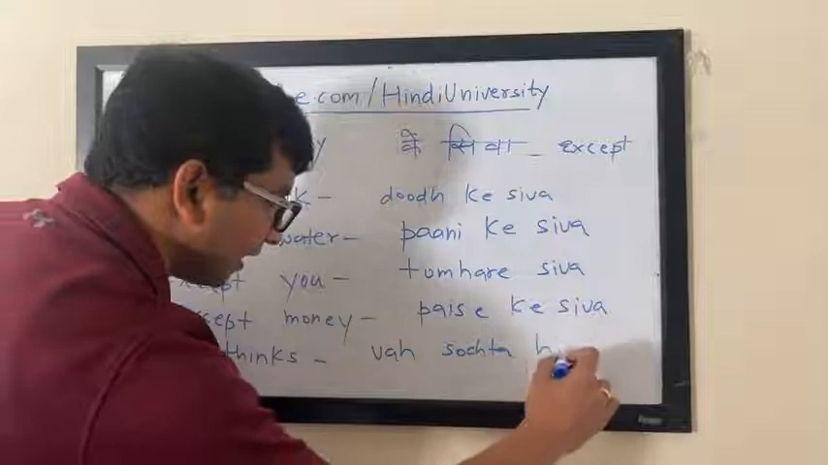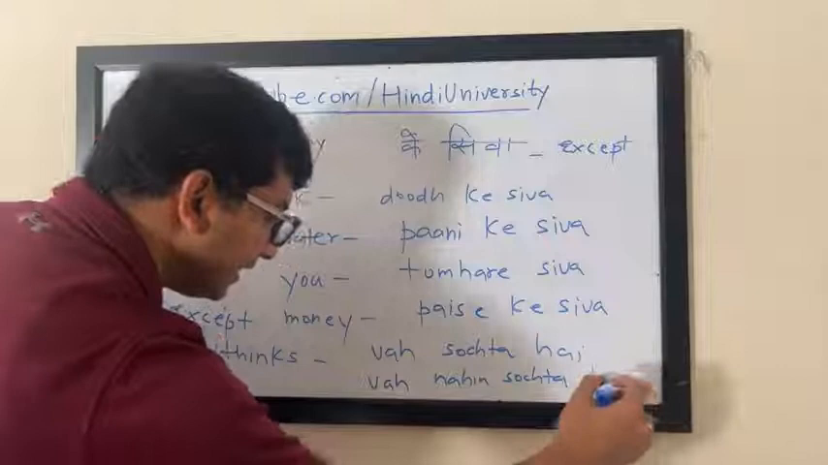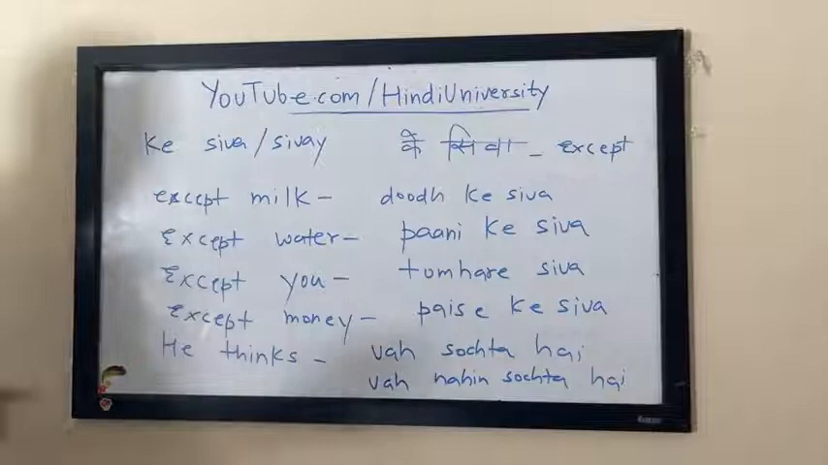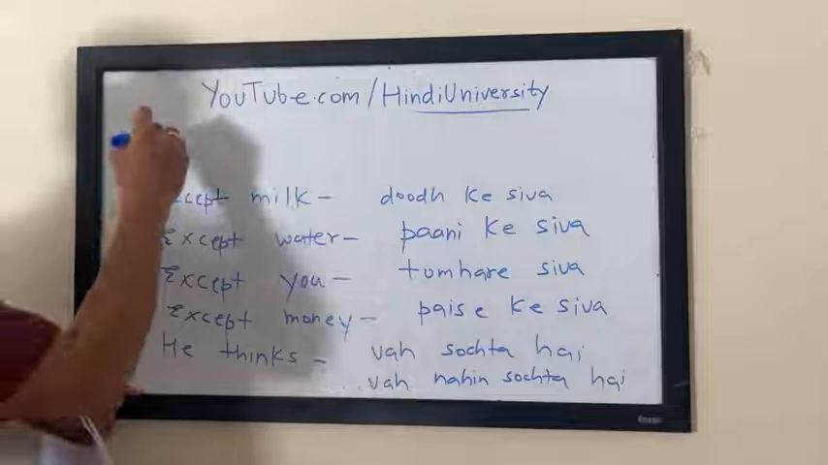How will you say he doesn't think? वह नहीं सोचता है. Very good. वह नहीं सोचता है. How will you say he doesn't think? Basically, you want to say he doesn't think anything except money. Oh, so he doesn't think about anything but except for money. That's right.